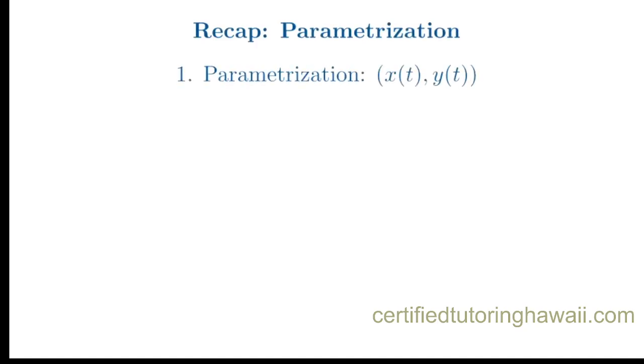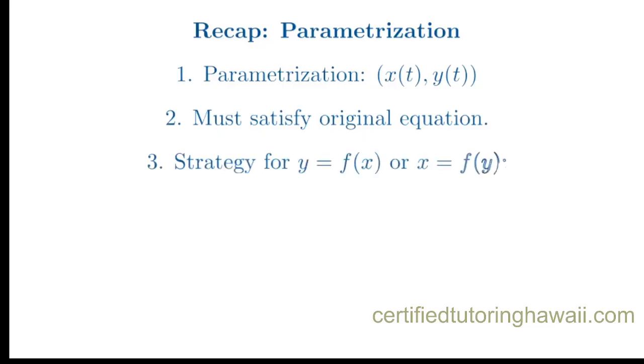So, let's quickly recap what we've learned today. We started by understanding that a parametrization represents a curve using a third parameter, usually t, which defines both x and y. The core principle is that the parametric equations must satisfy the original implicit equation. We learned a simple, universal trick. If you can solve for y, set x equals t. If you can solve for x, set y equals t. This works for any function, including parabolas.